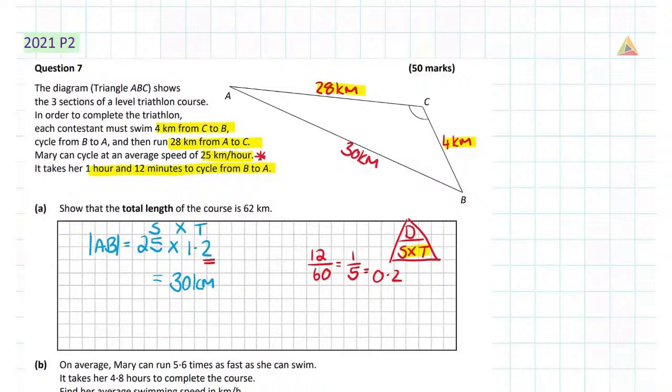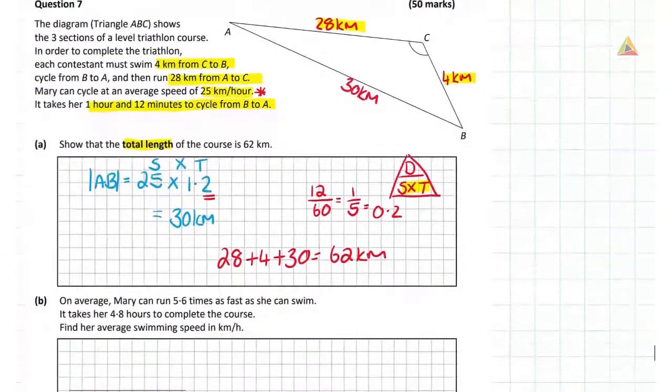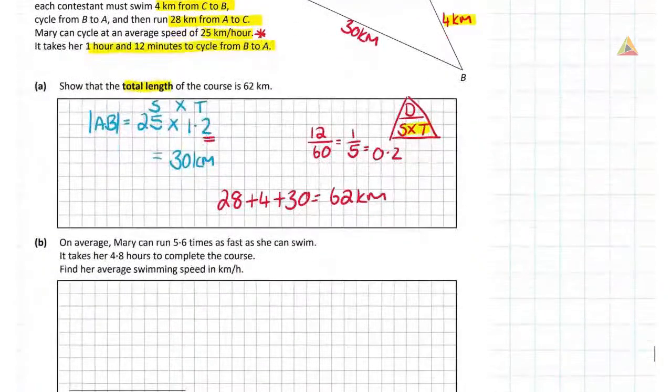Now, they've asked in the question for the total length of the course, so that's just a matter of adding my 28 plus my 4 plus my 30, which adds to 62 kilometers, as we were told in the question, as we expected. Okay, so nice and simple using distance, speed and time there.